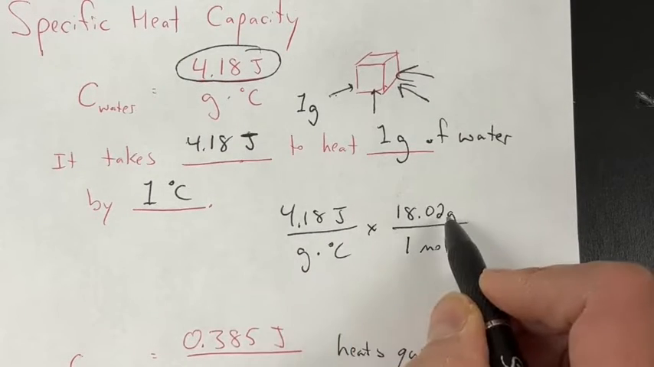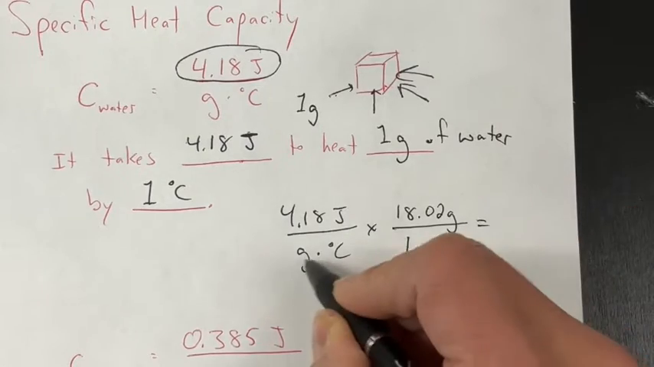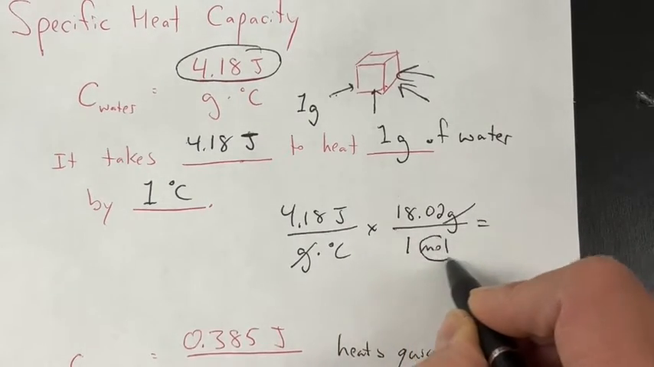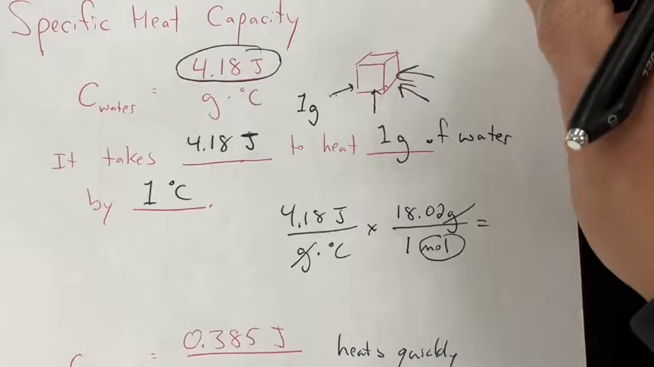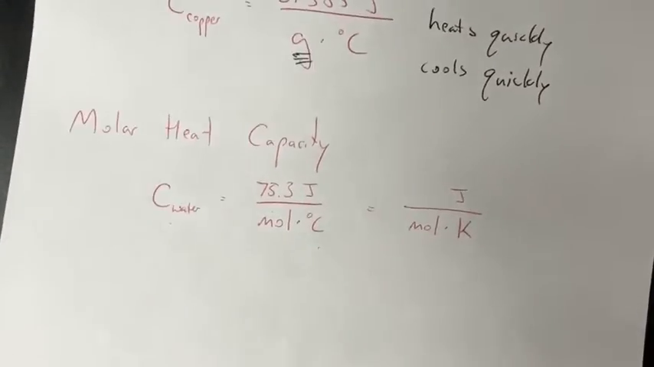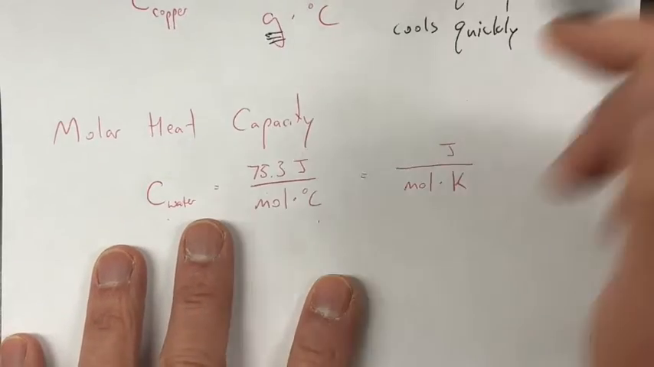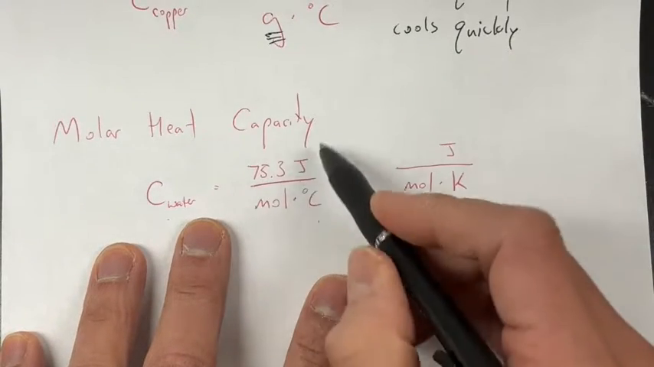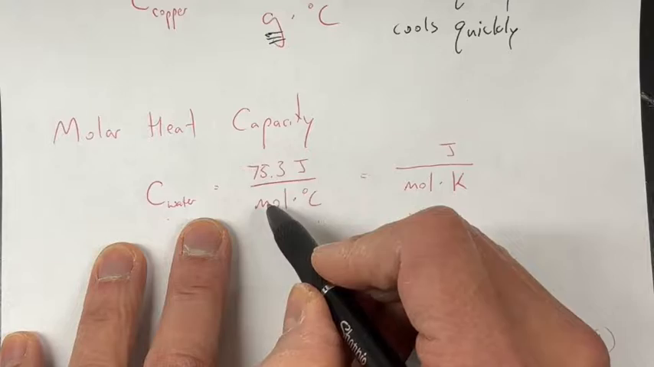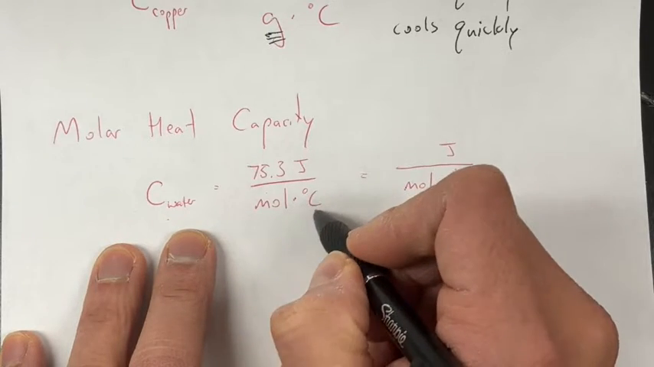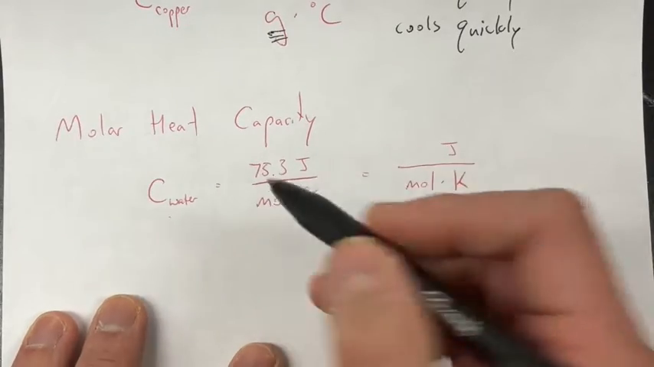So if I took this number and multiply it by 18, my grams cancel out, but now I have moles in the bottom. What does that give me? Well, it gives me 75.3 joules to heat up 1 mole of water by 1 degree Celsius. So whenever I see this, remember, just try to translate it.